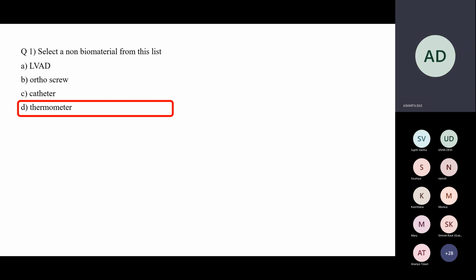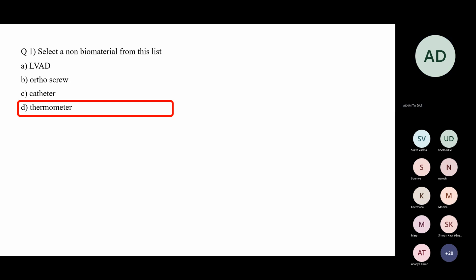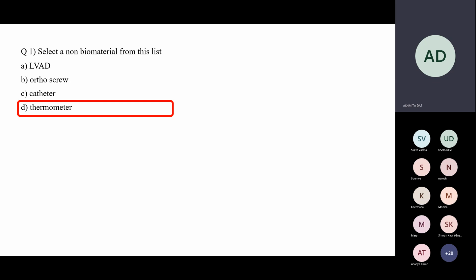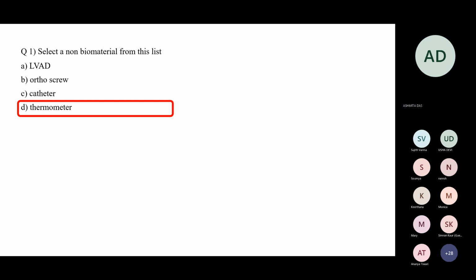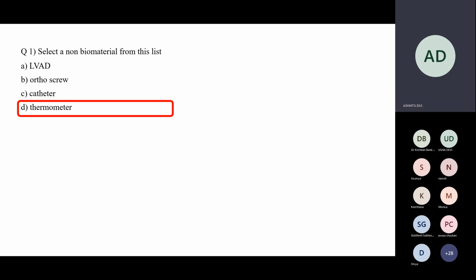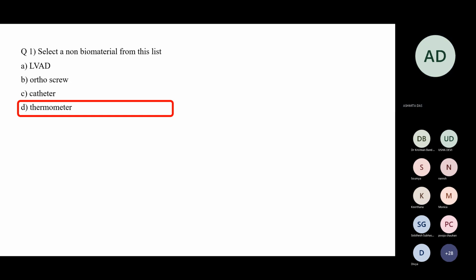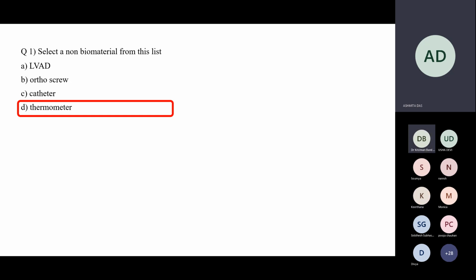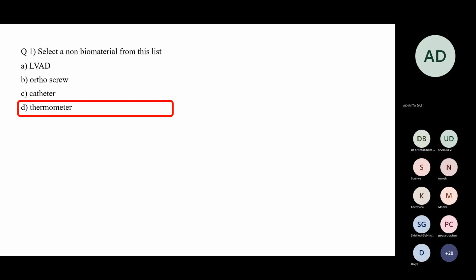Okay. And why do we not consider the thermometer as a biomaterial? What is the definition of a biomaterial? A biomaterial should be a synthetic material, and the thermometer is not a synthetic material. But should a biomaterial always be synthetic, or can certain natural materials be used as a biomaterial? Yes, natural ones too. A biomaterial stays along with the body, but the thermometer is just to measure the temperature and then we can remove it. A biomaterial will be staying with the body always.